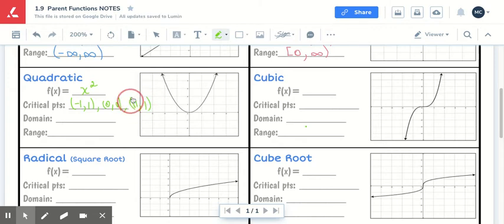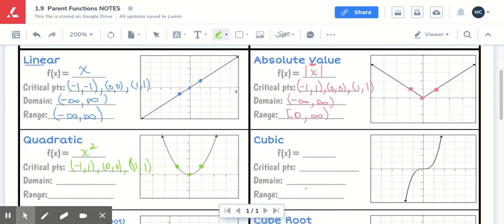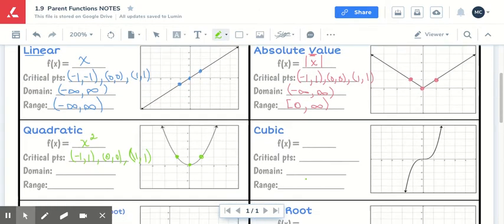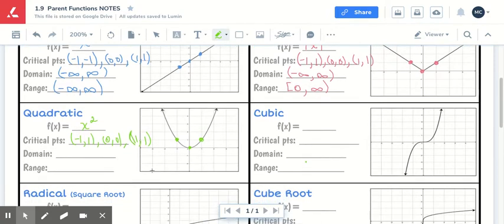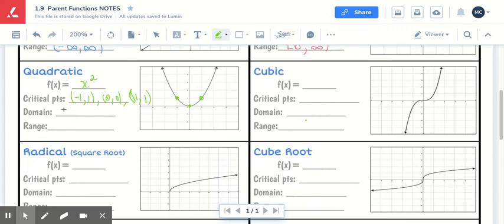Got some pen lag going on here. Alrighty. So putting in the points there, (-1, 1), (0, 0), and (1, 1). That's the same three points that we had for the absolute value function, but the shapes of the graph are very different. So it's important that you get the right shape with those critical points. The domain for this one is also all real numbers, so -infinity to infinity. And the range is all non-negative numbers, just like it was for absolute value. So that would be 0 with a bracket up to infinity.